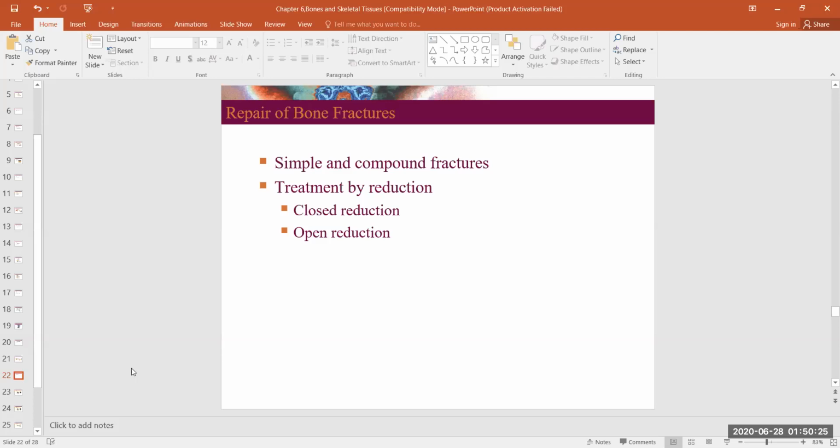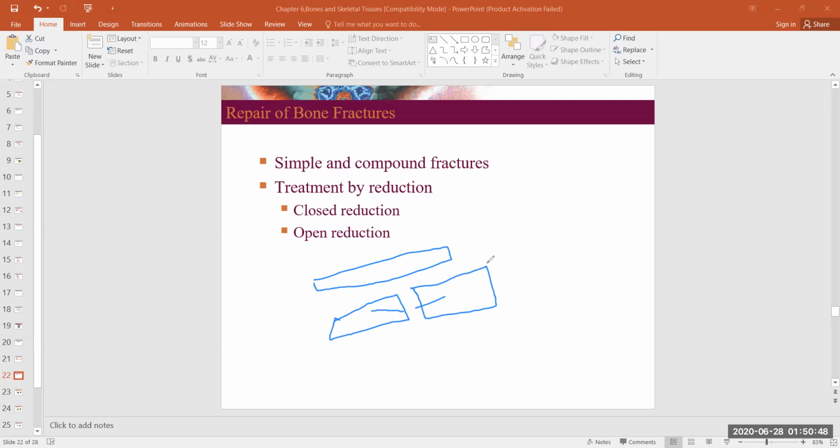So what is the reduction? Reduction means, let's see, here is the bone. So this was one long bone here. And if it fractured, it becomes two pieces here. Okay. So we have two pieces of the fractured bone. That means they are not aligned here. So what we do, we try to pull them here.